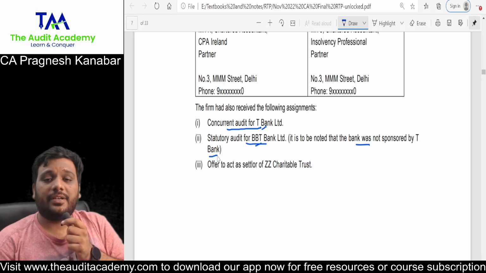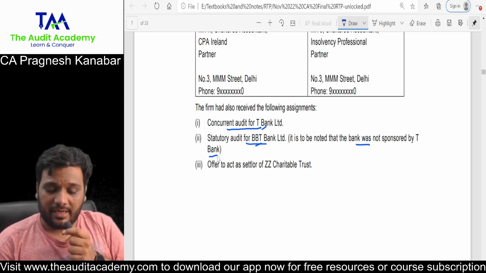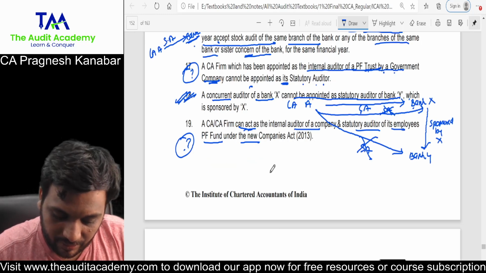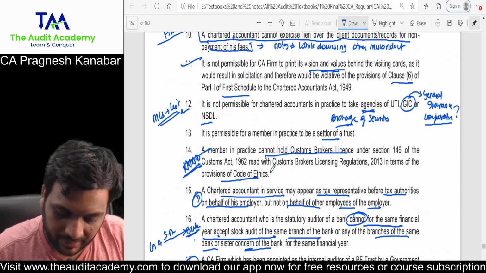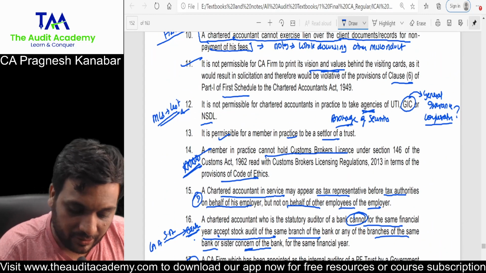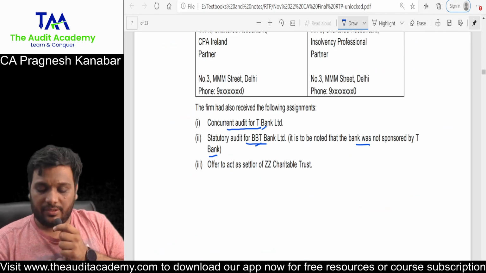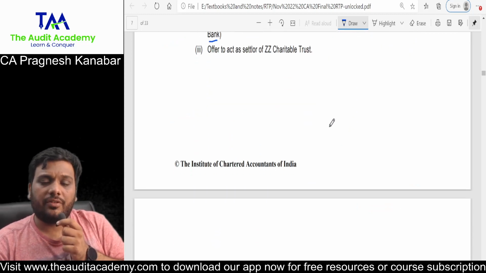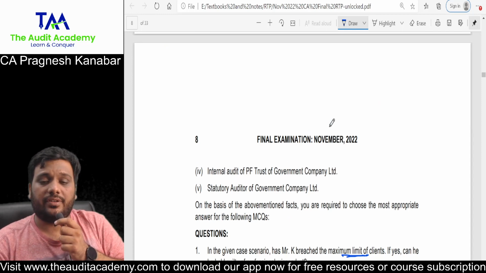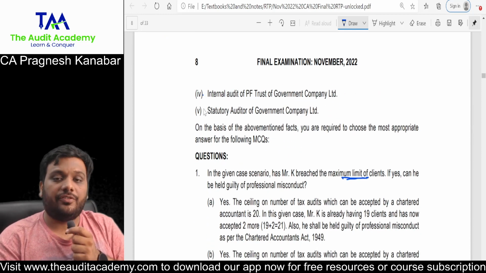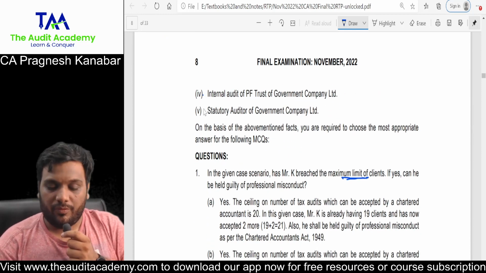They can accept these assignments, offer to act as settler of a trust. It can be done. You can see these various decisions of the ethical standard board. It is permissible for a member in practice to be a settler of a trust, basically transacting on behalf of the trust and acting as a settler of the trust. And now this one, 4th and 5th, nicely they have put up over here.